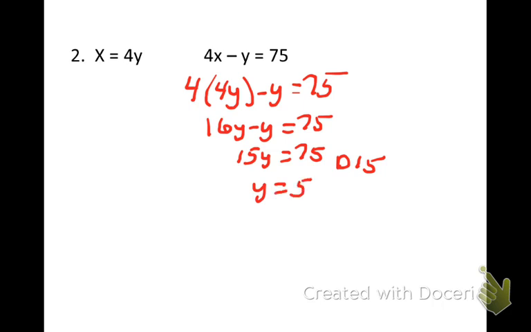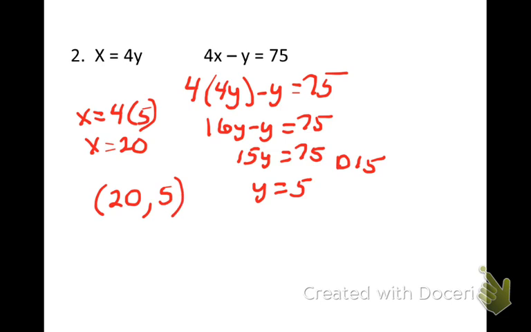So again, I need to substitute that back in here. I'm going to substitute it in this first one and get 4 times, and I'm substituting in a 5. So I get that x equals 20. Now make sure you get them in the right order. The x term, remember, comes first in an ordered pair x, y. So 20, 5 would be my ordered pair.